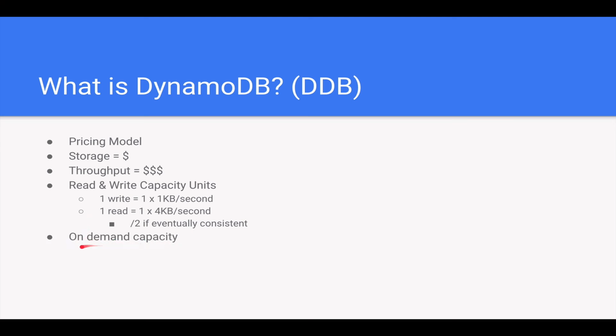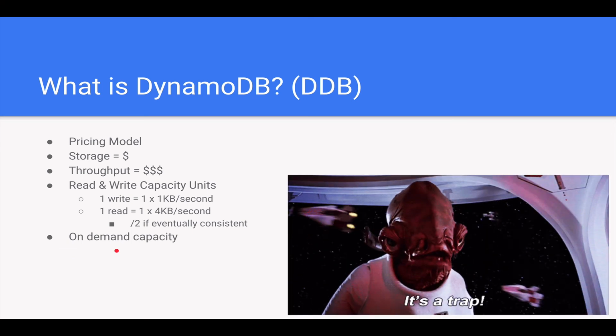On-demand capacity though gets rid of all this. Like you don't need to care about this. The reason you do want to know about these though, read and write capacity units, is if you have an app that is consistently at any level, doesn't really matter. If you can dedicate resources to actually planning these, then it's significantly cheaper than just using on-demand capacity.